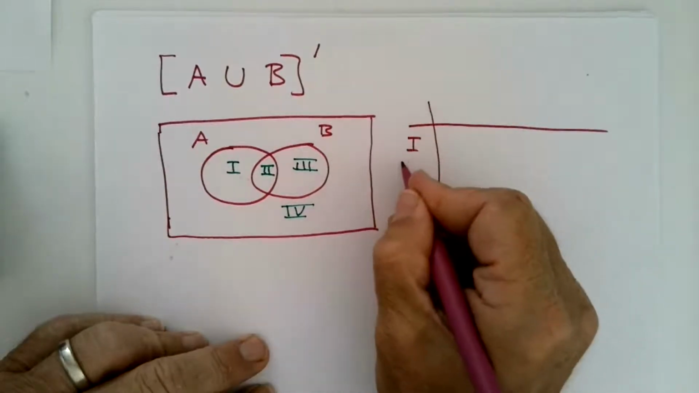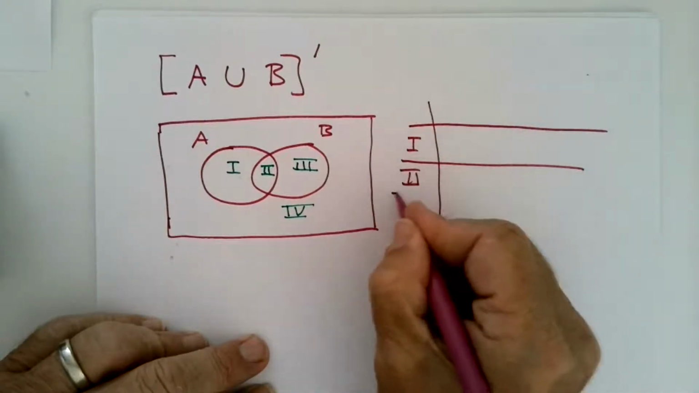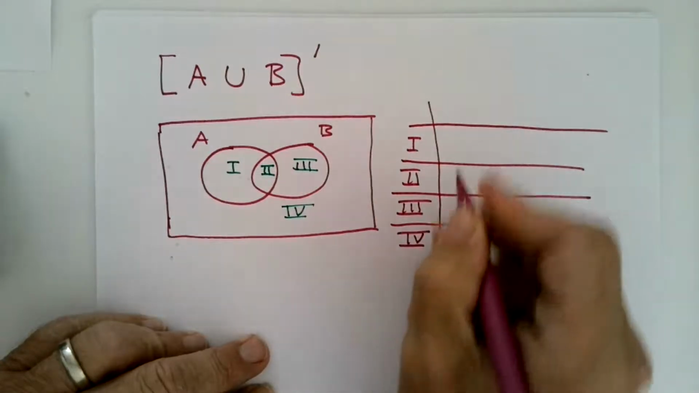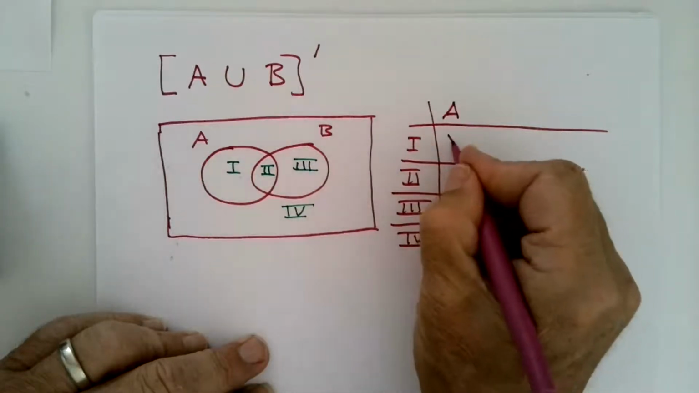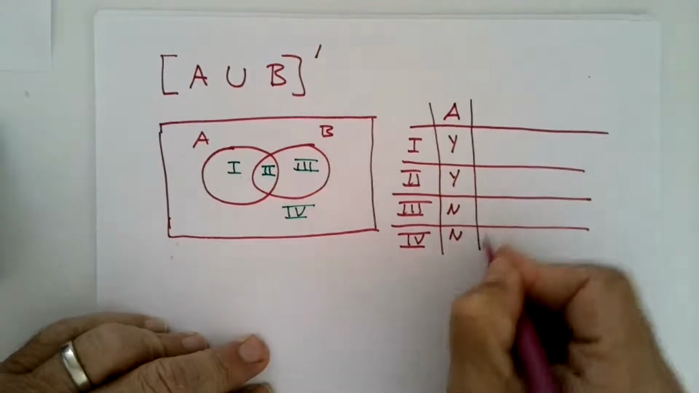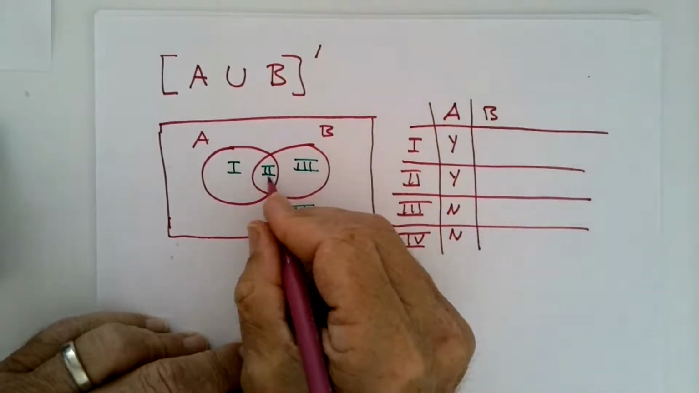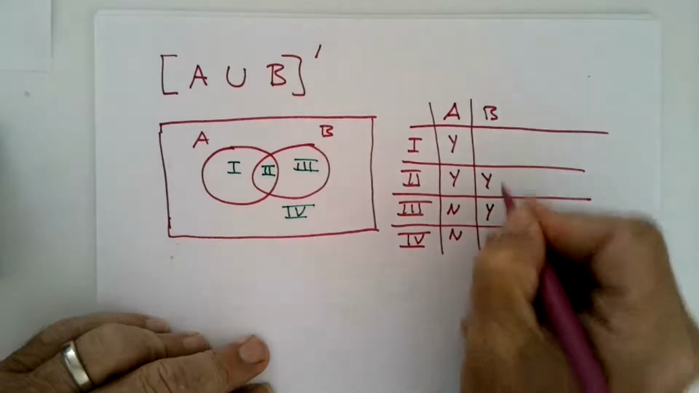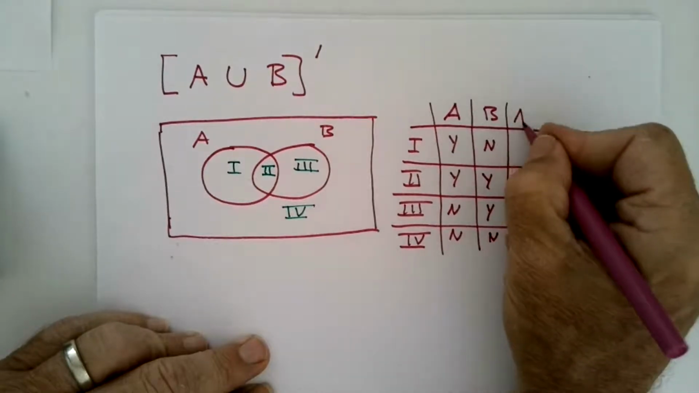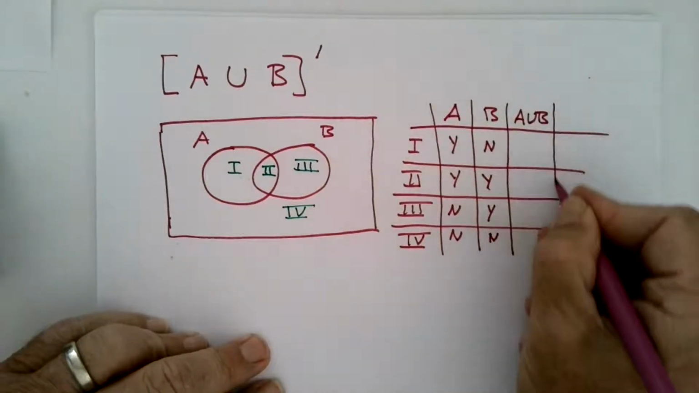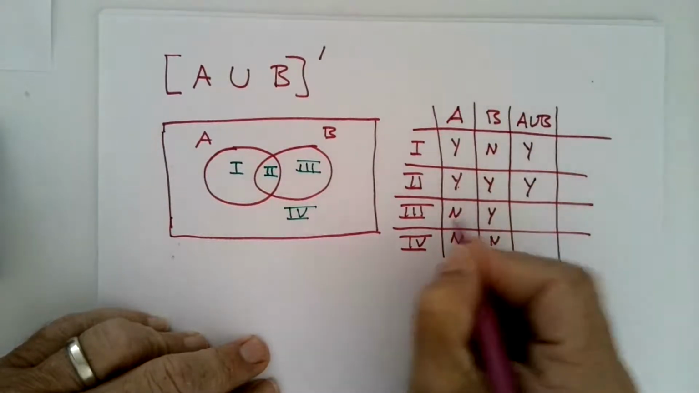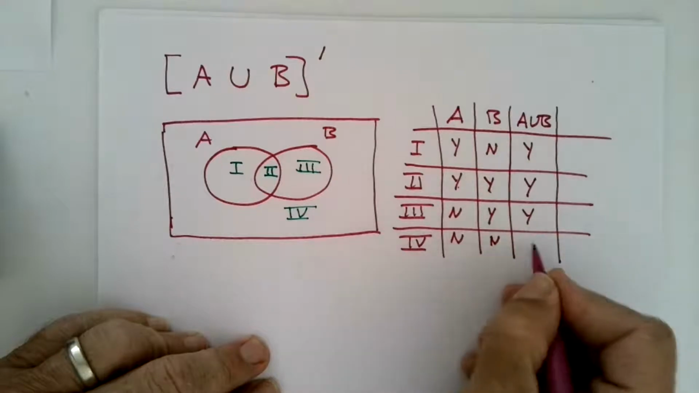So again, region 1, region 2, region 3, region 4. A consists of region 1 and region 2, yes, yes, 3 and 4, no, no. B consists of region 2 and region 3, yes, yes, 2 and 3, no, no on the others. Now I need A union B, A or B, one or the other or both, yes, yes, yes, and no for region 4.